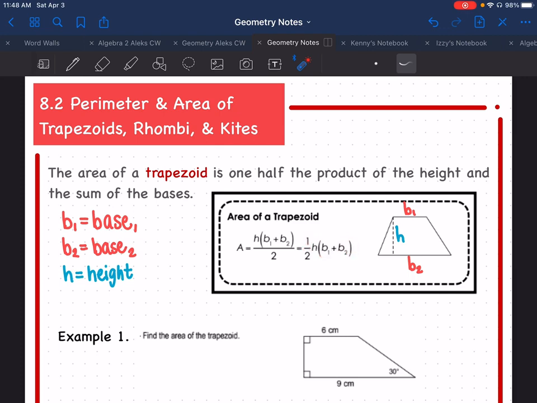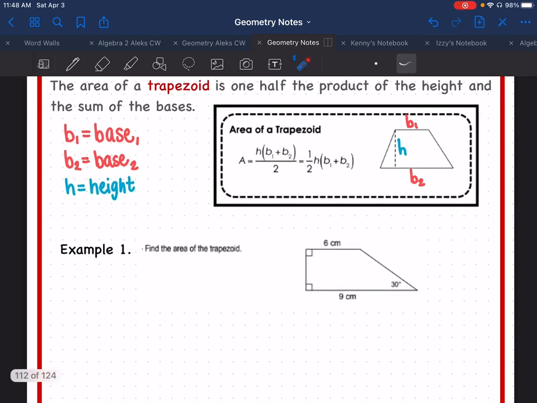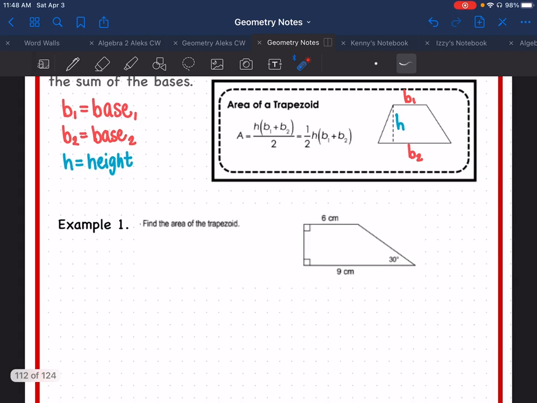You can also, because of the fraction 1/2, think of it as the height times the sum of the bases divided by 2. That's the one I like to use because I know we don't like to use fractions very much. Let's go ahead and do example 1. Find the area of the trapezoid.